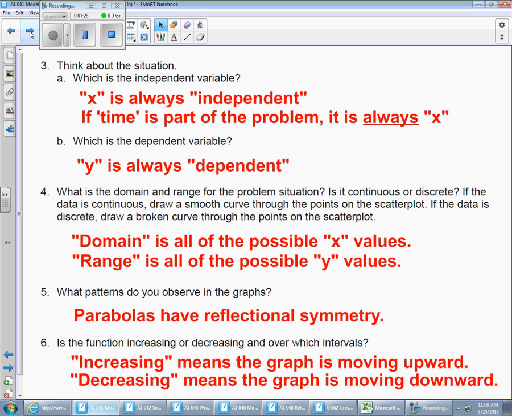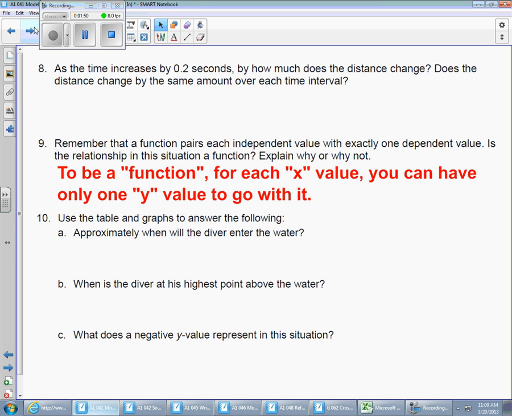We also discovered that our parabolas are going to have reflectional symmetry. In our parabola, we will have a line of symmetry, and whatever it's doing on one side of the parabola, it'll also do on the other side of the parabola. We ran into the words increasing and decreasing again. We don't use these much, but if you do run into them, just remember increasing simply means the graph is traveling upwards, and decreasing means it's traveling downwards.